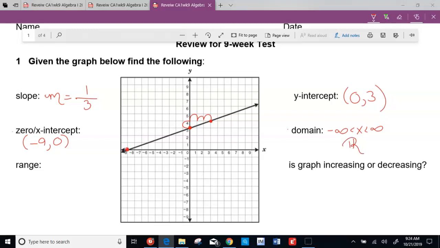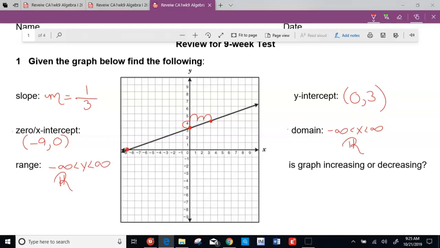Next, we're asked to find the range. The range of the graph is how high the graph goes. Since the arrow tips on the ends indicate it goes forever in both directions, we have a slant down to the left and a slant up to the right. So it goes infinitely down as well as infinitely up. Or in other words, the range is also all real numbers.